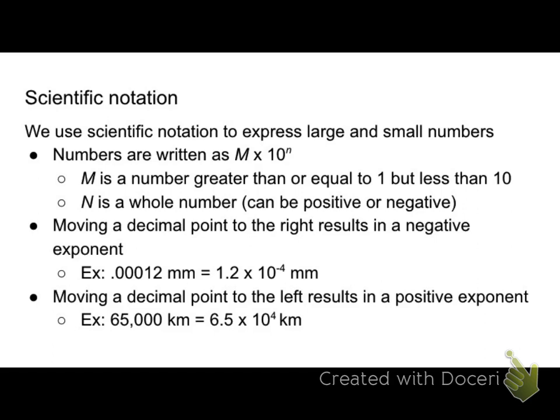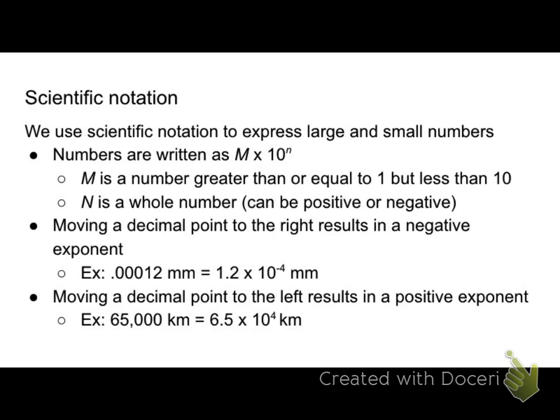We write numbers in the form of m times 10 to the n. M is going to be a number that's 1 or greater, but less than 10. And it can have a decimal point in it. And then n is going to be a whole number, so no decimals, but it will be either positive or negative.